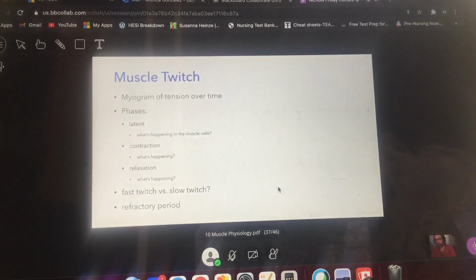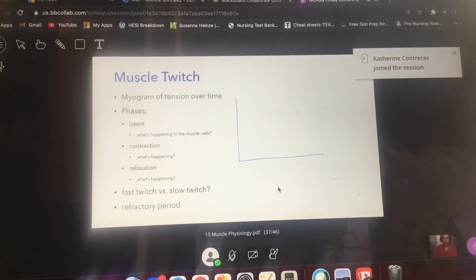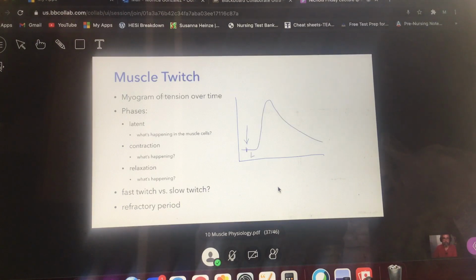So let's go back again, where I have now erased my little sketch, but I'll do it real quick. Here's the impulse right there. This is the latent period. What is happening in the muscle cells? All the stuff that I just said. What is happening is waves of action potential across the sarcolemma, down the T-tubules, opening calcium channels, letting calcium come out of the sarcoplasmic reticulum, and then finally calcium binds to the troponin and bends troponin, pulling tropomyosin out of the way so that myosin can attach to actin.